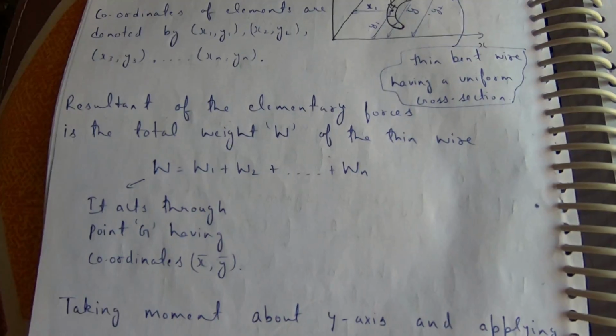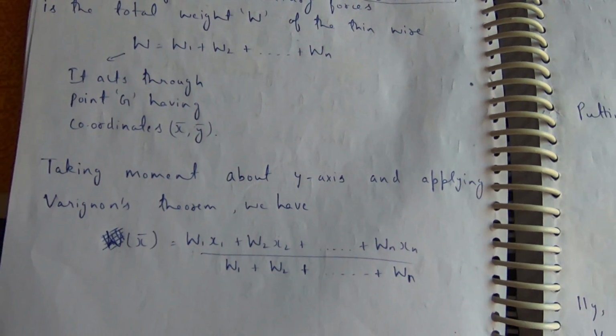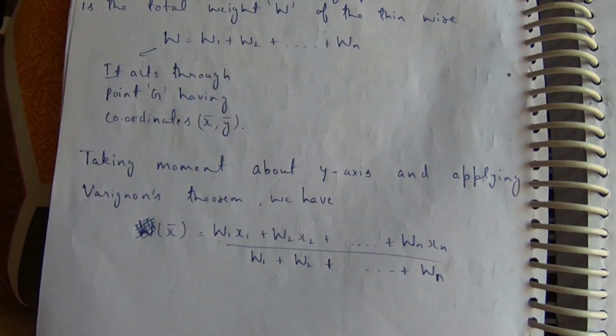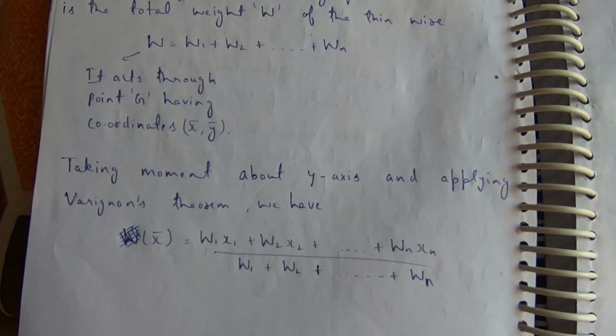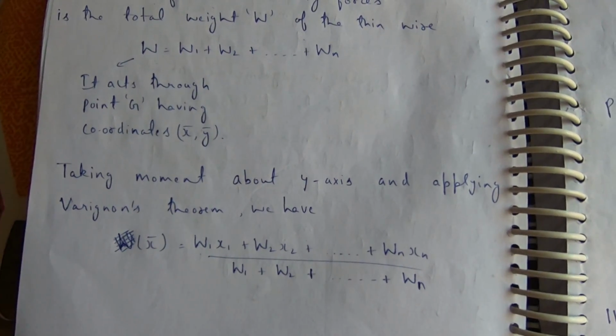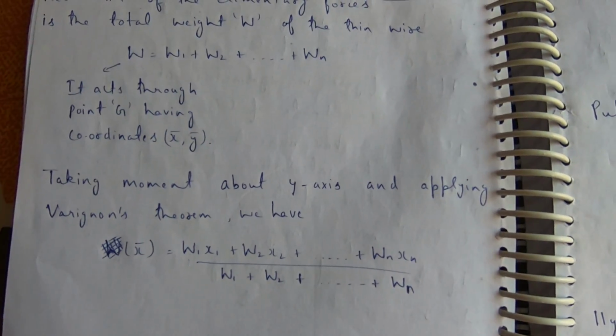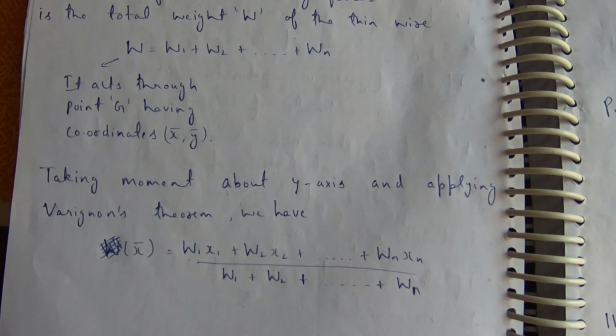The W acts through point G having coordinates x bar, y bar. Taking moment about y-axis and applying Varignon's theorem, we have x bar is equal to W1 x1 plus W2 x2 plus ... plus Wn xn divided by W1 plus W2 plus ... plus Wn.